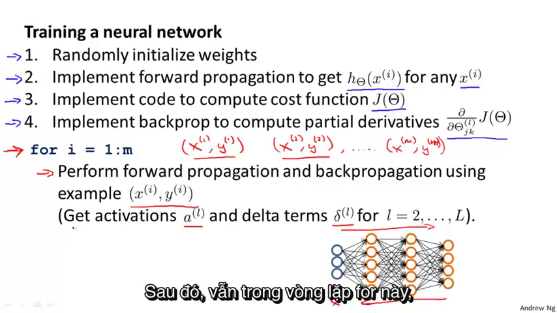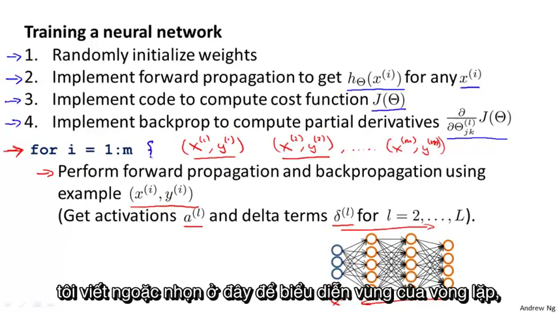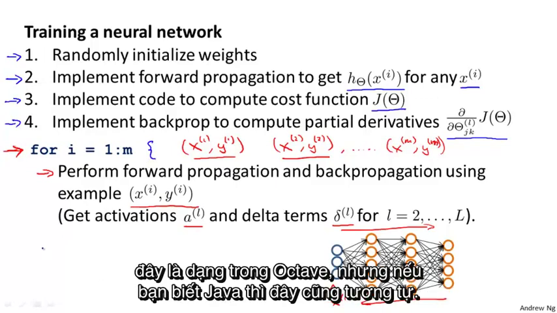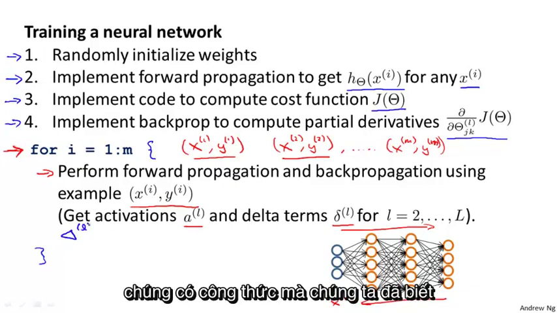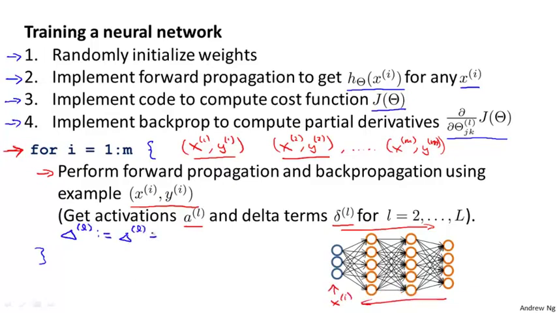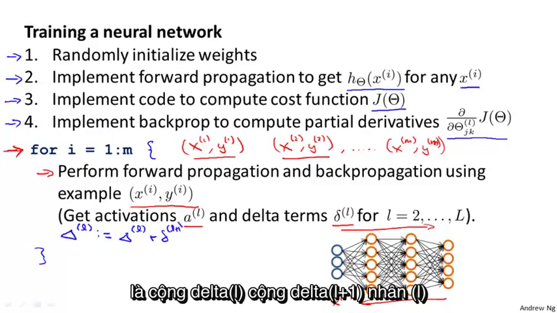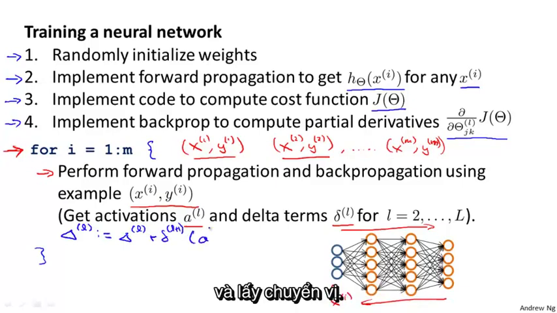Then, still inside this for loop, let me draw some curly braces just to show the scope of the for loop. This isn't Octave code, of course, but it's more like C++ or Java code. But the for loop encompasses all this. We're going to compute those delta terms, with the formula that we gave earlier: plus delta L plus 1 times a L transpose, accumulated in the sum.